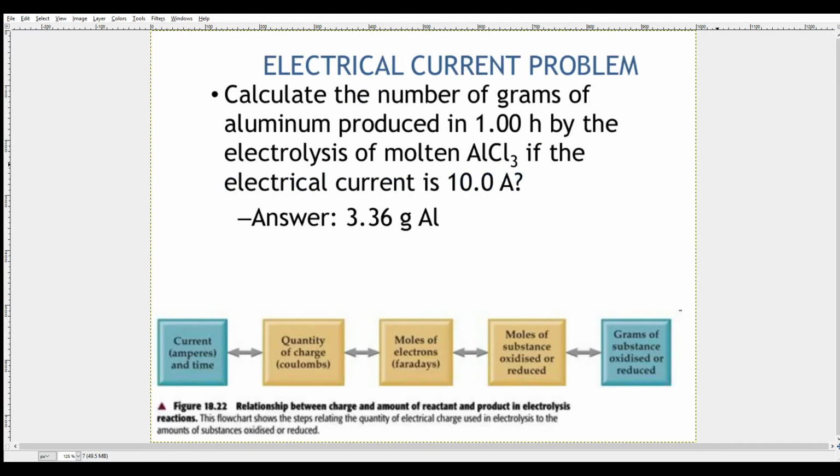Okay, so let's try a slightly more complicated electrical current problem. Down here, this is the flow chart that we're going to use. We're going to start with current in amperes and time. Okay, where's our current in amperes? There it is. And our time, 1 hour. And we're figuring out the number of grams of aluminum produced. So we're basically shooting an electrical current for an hour through some molten aluminum chloride, and solid aluminum is going to pop out of it. We want to know how much. In order to actually have space to do this problem, let me just erase the answer.